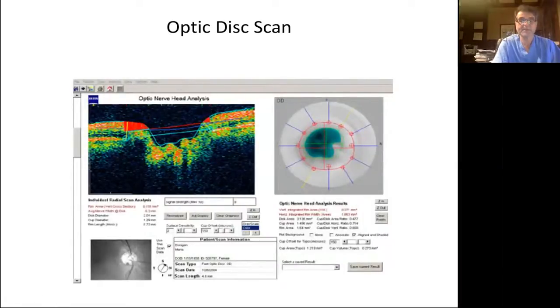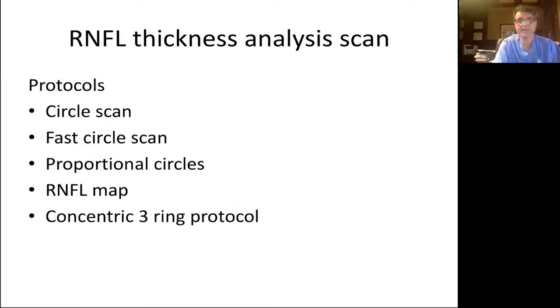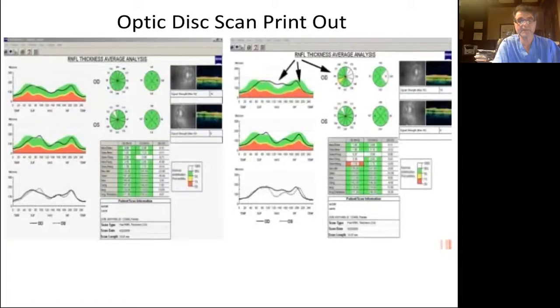The optic disc scan can be very helpful, especially in glaucoma. This will provide a disc diameter as well as a cup diameter. And another common scan is a retinal nerve fiber layer thickness scan. There's various protocols, and a typical printout is shown here. And again, this is done in a circle. The thickness of the retinal nerve fiber layer is denoted by this black line.